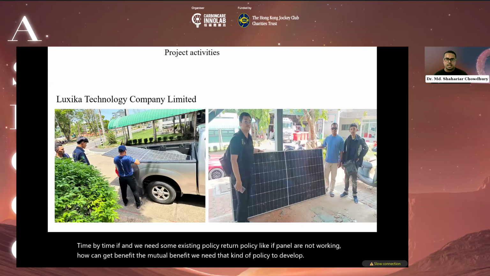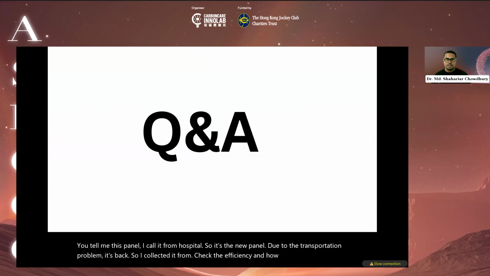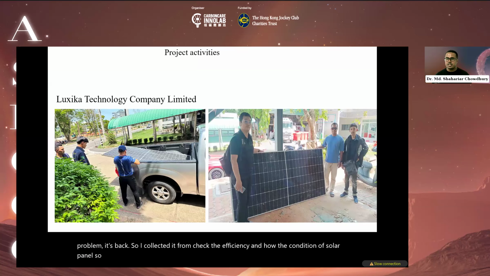Recently, I collected this panel from a hospital. It's a new panel, but due to a transportation problem, it broke. So I collected it to check the efficiency and the condition of the solar panel. So that's it. Thank you so much. It's a very short brief about solar recycling. Over to you, Mr. Ringo.